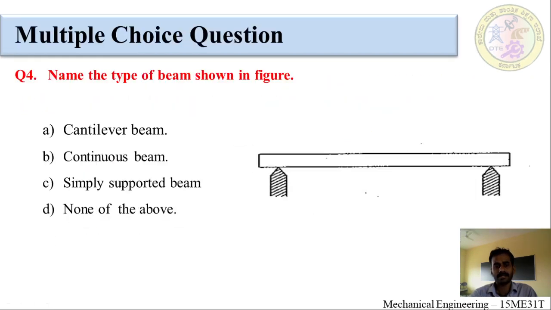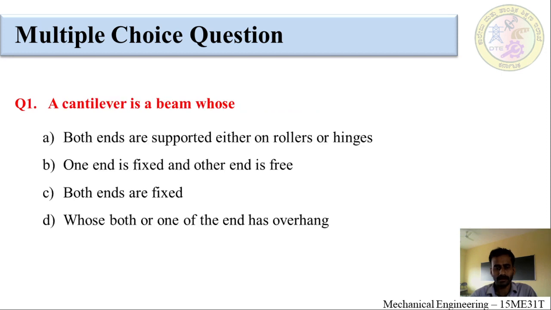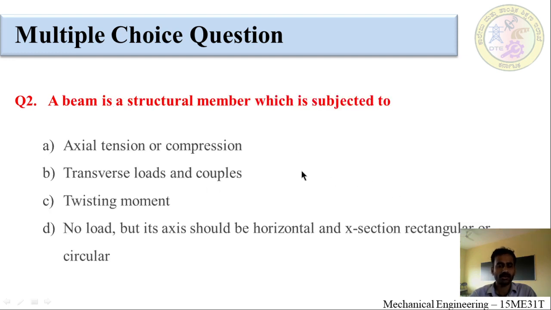Now we will discuss the questions one by one. So a cantilever is a beam whose, the correct answer is, one end is fixed and other end is free. The option B is the right answer. For the question number 2, a beam is a structural member which is subjected to. The correct answer is the transverse load and couples. So the correct answer is option B.